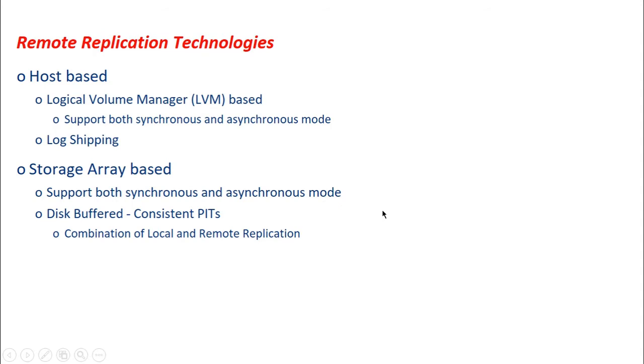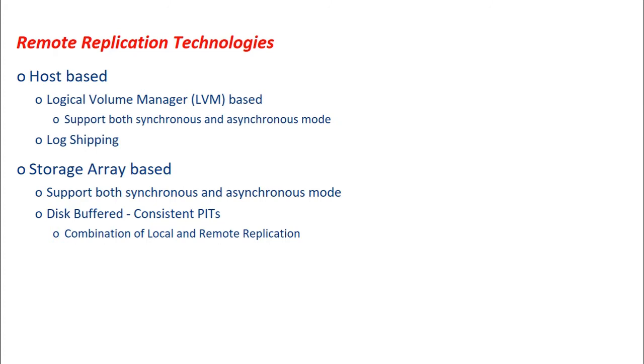Now let us look at the different remote replication technologies. There are three different types of remote replication technologies, although only two are listed here. We have host-based remote replication, storage array-based remote replication, and network-based remote replication. Under host-based remote replication, we have LVM-based remote replication, that is logical volume manager-based remote replication, and host-based log shipping.